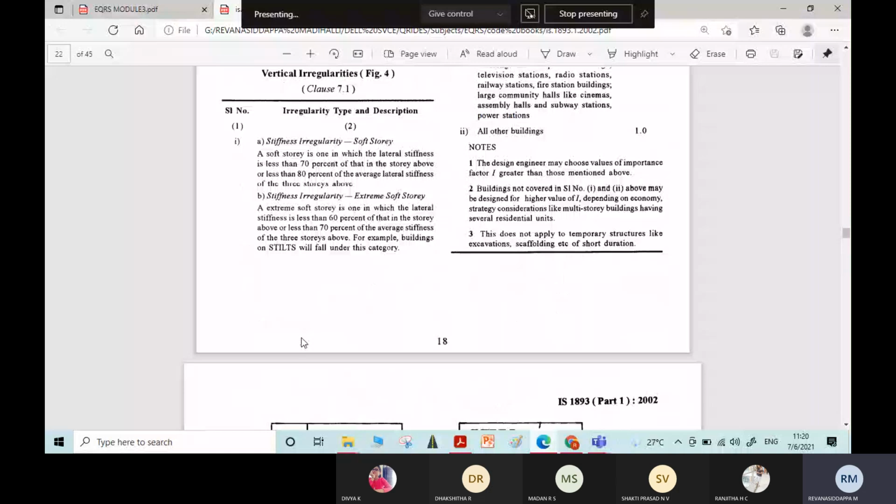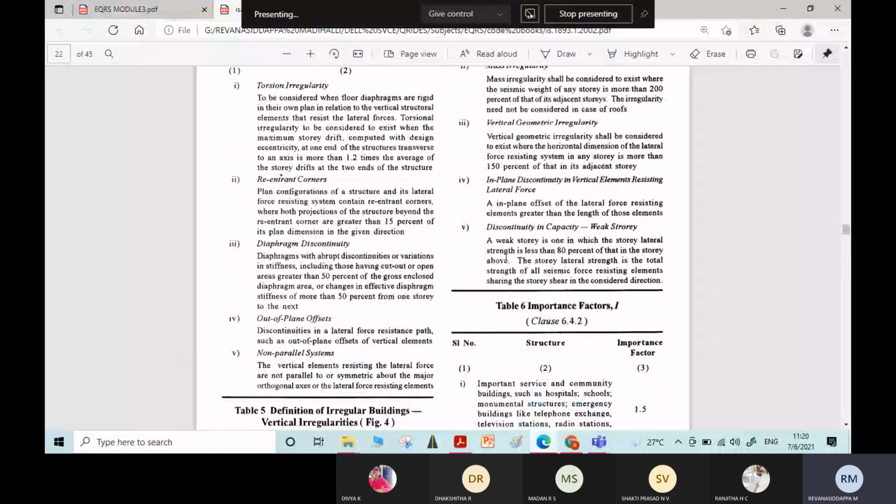The next is discontinuity in capacity, the weak story. A weak story is one in which the lateral story strength is less than 80% of that of the story above. This vertical irregularity is also described with respect to the load carrying capacity, or the strength of the floor, as in stiffness irregularity. With respect to the strength of the story, the weak story is defined.